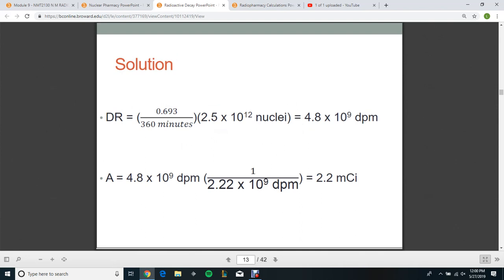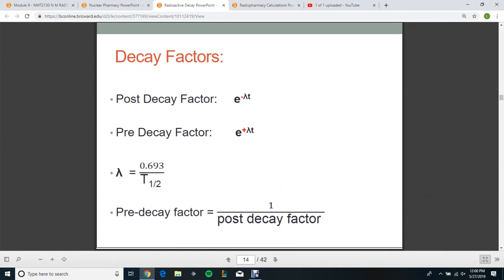So this activity equation is always going to be your decay rate in dpm multiplied times 1 over 2.22 times 10 to the 9th dpm. That is the formula. Decay factors: post-decay factor and pre-decay factor, and then the constant, which is the decay.